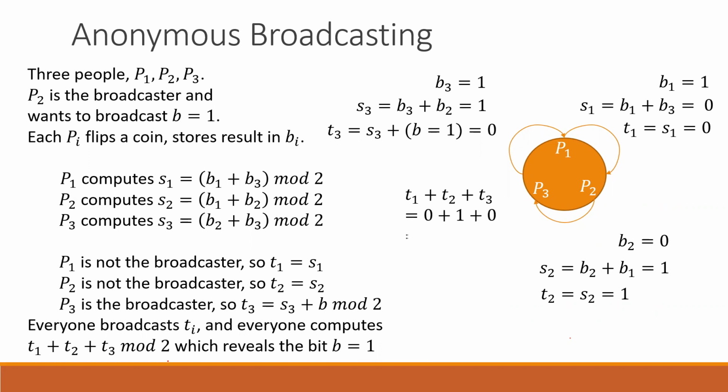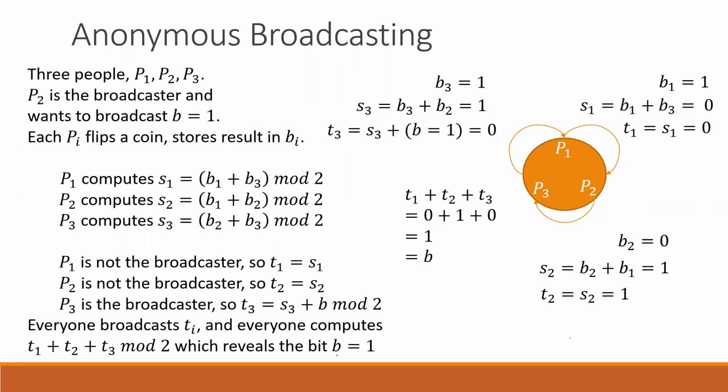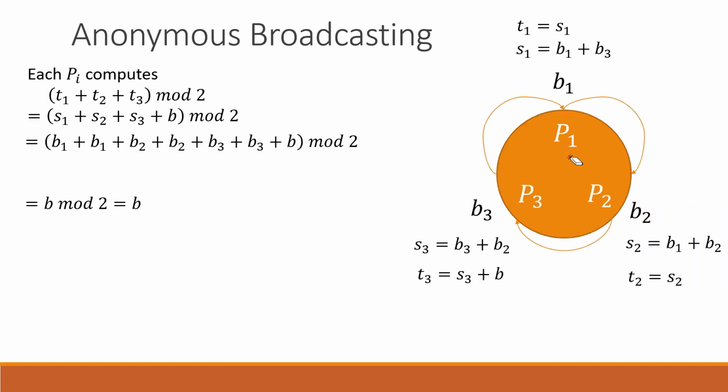Okay, so we've run through an example. We've seen, in this case at least, that this works. We reveal the bit B by adding all the transmission bits. Perhaps you're convinced that we can transmit B this way. The only thing that's left to show is that P1, for instance, can't determine if P3 or P2 was the one to broadcast it. So that's what we have left to show.